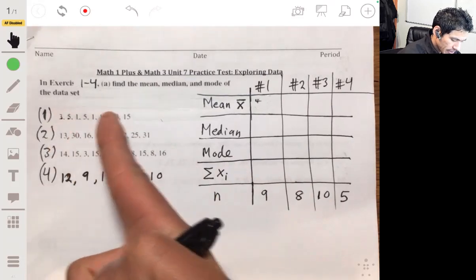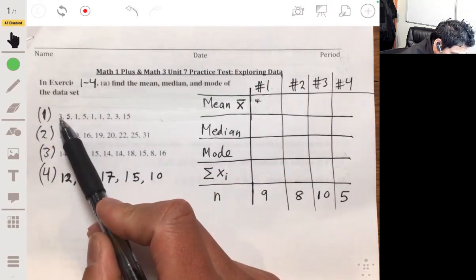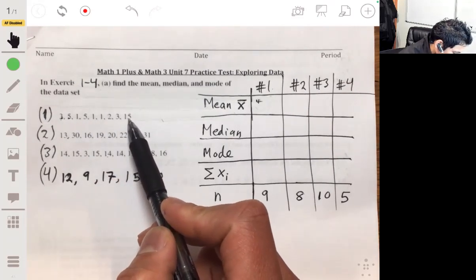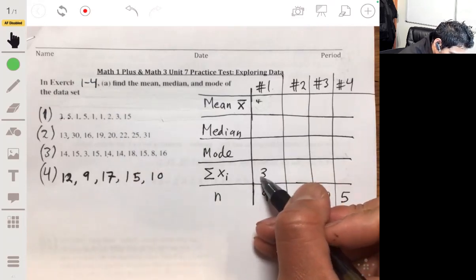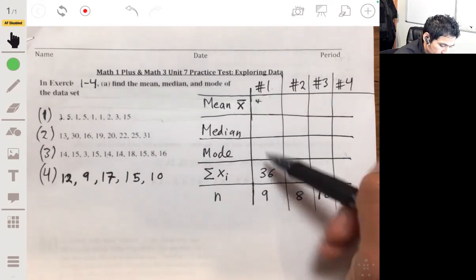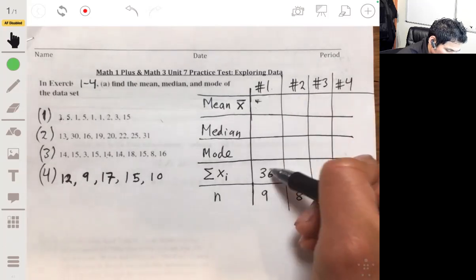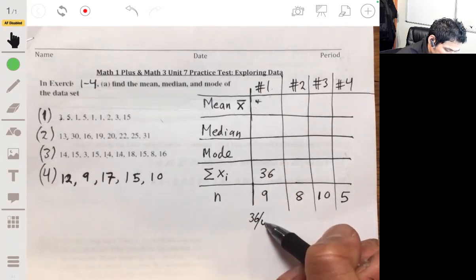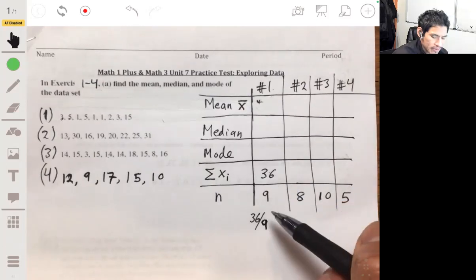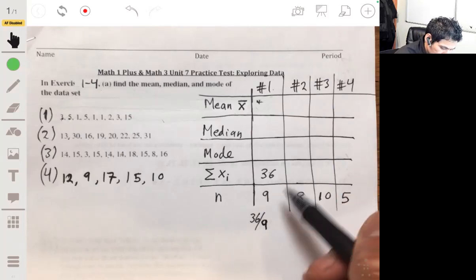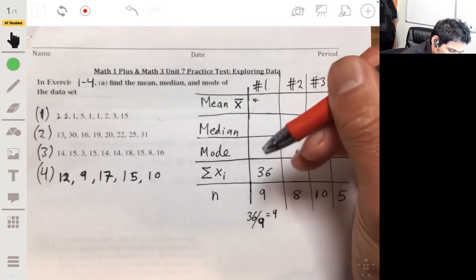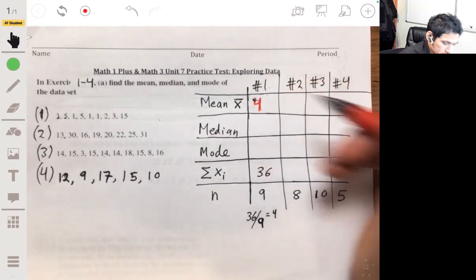The sum of these values for problem 1: 3 plus 5 plus 1 plus 5 plus 1 plus 1 plus 2 plus 3 plus 15 will give us 36. So the sum of those values is 36. Now the mean is going to be 36 divided by 4, or no, 36 divided by 9. I jumped ahead. 36 divided by 9 is going to give you 4. And so the mean here, let's put it in red, is 4.